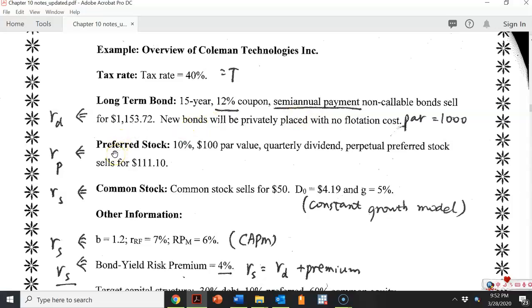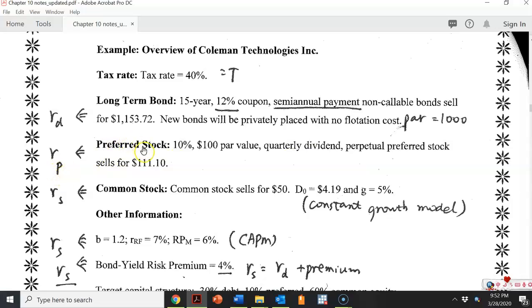The preferred stock issued by this firm is a 10%, $100 par value, quarterly dividend, perpetual preferred stock, selling for $111.10. So we know the preferred stock price. We know the par value is 100. We know the dividend rate is 10%, and it's a quarterly dividend. It's a perpetuity.